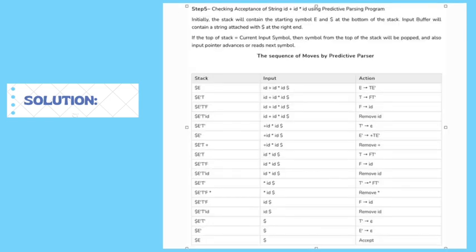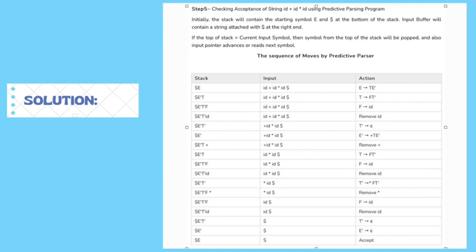Now, and finally, step 5. Checking acceptance of the string ID + ID using the predictive parsing table. Initially, the stack will contain the starting symbol E and $ at the bottom of the stack. The input buffer will contain the string attached with $ at the right end. If the top of the stack is equal to the current input symbol, then the symbol at the top of the stack will be popped, and the input pointer advances to read the next symbol. The sequence of moves by predictive parsing are as given below.